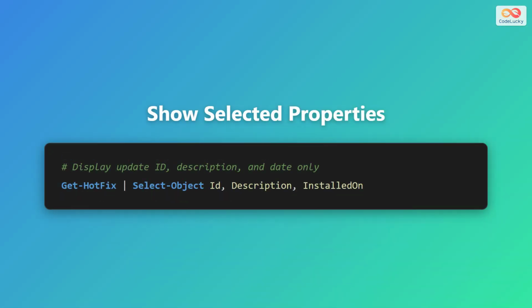By default, Get-HotFix displays several properties, but you can customize the output to show only what you need. Pipe the results to Select-Object and specify which properties to display, such as ID, Description, and InstalledOn. This creates cleaner, more focused output that's easier to read and analyze. It's particularly useful when you're generating reports or exporting data to other formats. By selecting only the relevant properties, you make your PowerShell scripts more efficient and your output more professional.